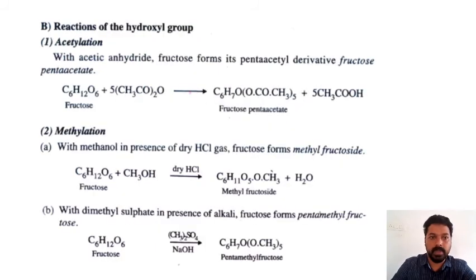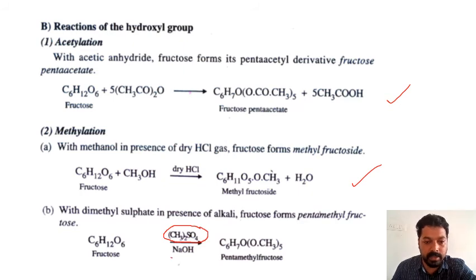Let us study some of the reactions of the hydroxyl group. Here fructose reacts with acetic anhydride to get fructose pentaacetate. That is one reaction. Second, methylation: fructose reacts with methanol in presence of hydrogen chloride, HCl gas, to form methyl fructoside. And another methylation with dimethyl sulfate, in presence of a base like NaOH, fructose forms pentamethyl fructose.